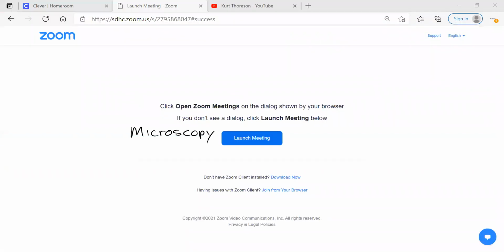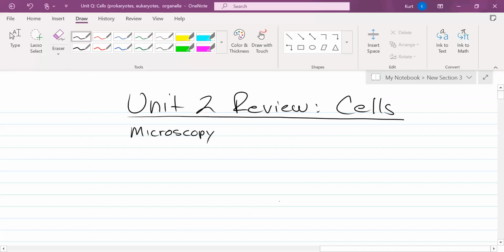Microscopy. Whoa, what's going on? Okay. This is just the study of cells by using microscopes. All right, when it comes to microscopes, there's three different types that we need to know about for this class.